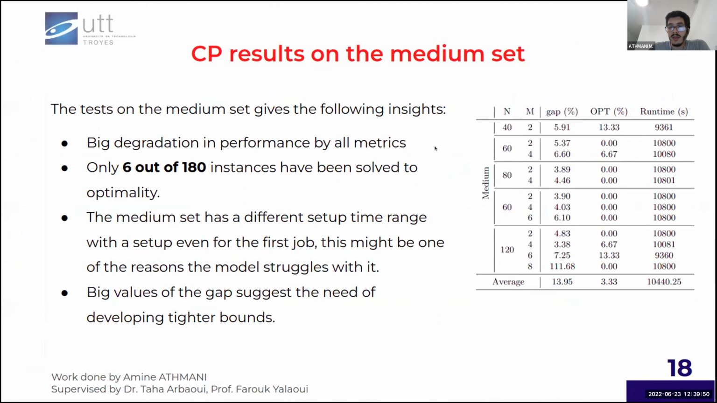For the medium instances, it's a different nature of instances because we changed the ranges for the setup times. We noticed that the CP is struggling to prove optimality, with relatively large values for the gaps. This suggests that we need to develop tighter bounds for the model in order to help it prune better.